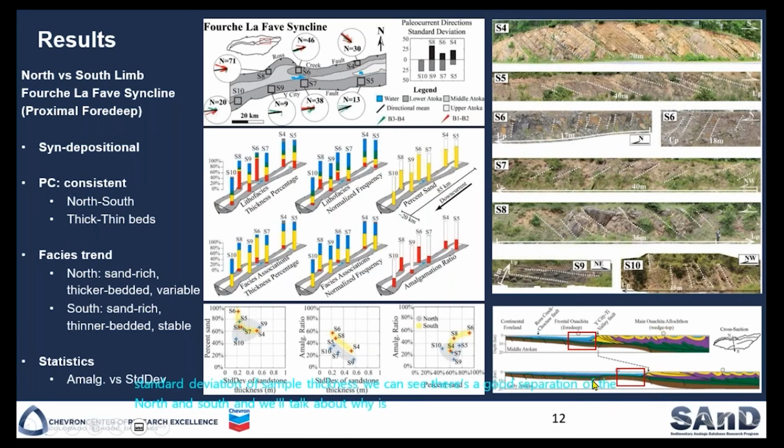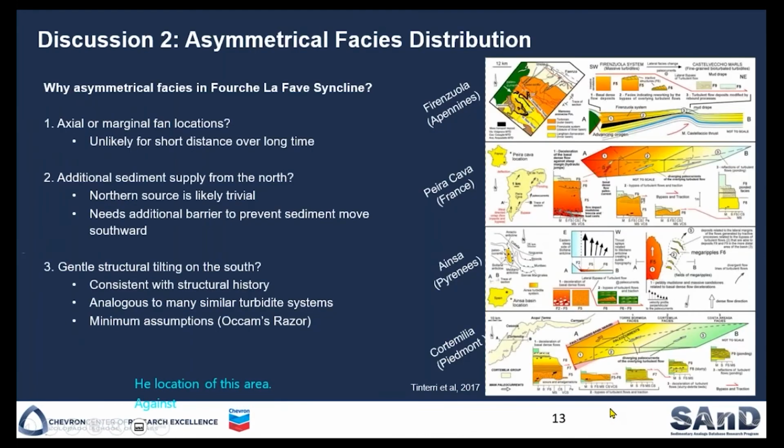And here's just a quick paleo location of this area against the structural restoration. So what's the reason for this cross-current asymmetrical facies distribution in this syncline? We have 3 candidate interpretations. One is axial or marginal fan locations.